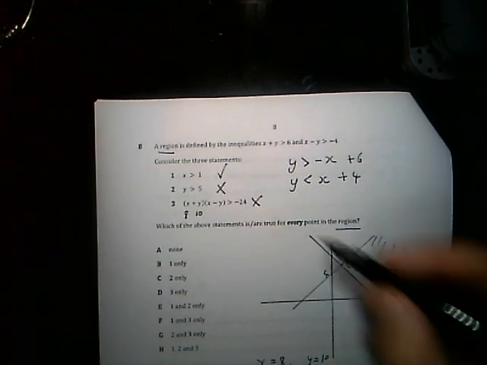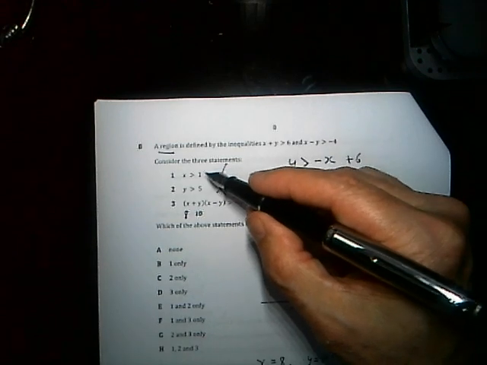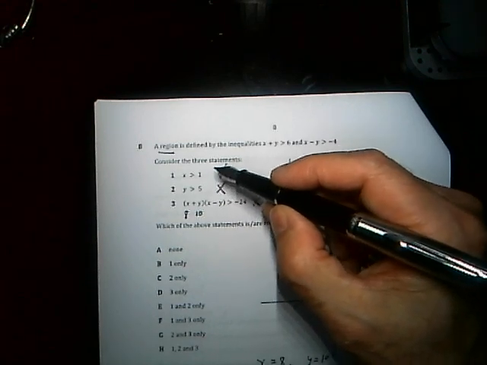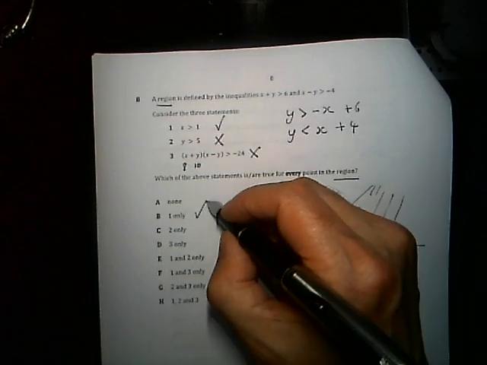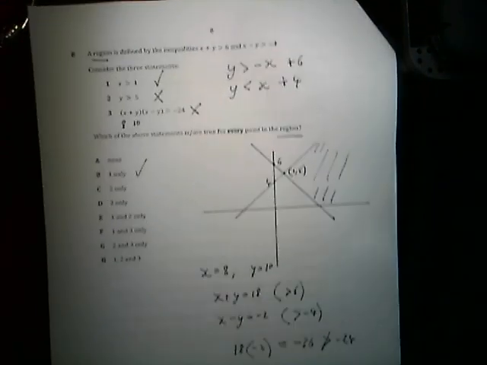That gives us the only one, which is the initial one, x is larger than 1. So 1 only is the one we want, which is B. So that's the answer that we need.